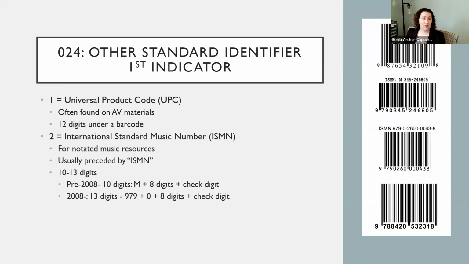Then the ISMN, International Standard Music Number. This is usually with notated music resources. It's usually either 10 or 13 digits. I went ahead and pulled in that pre-2008, you would usually have 10 digits and it would be an M plus 9 digits, basically. After 2008, you have 13 digits and it's going to be 9790 plus 9 digits after that. That can sometimes help you identify something. It's not unusual also for the ISMN to be labeled like you see on the slide here.